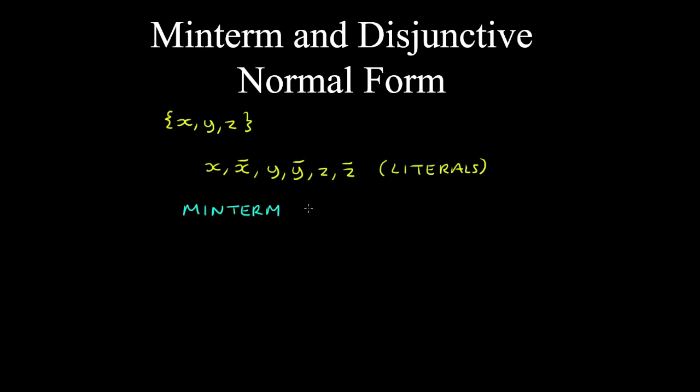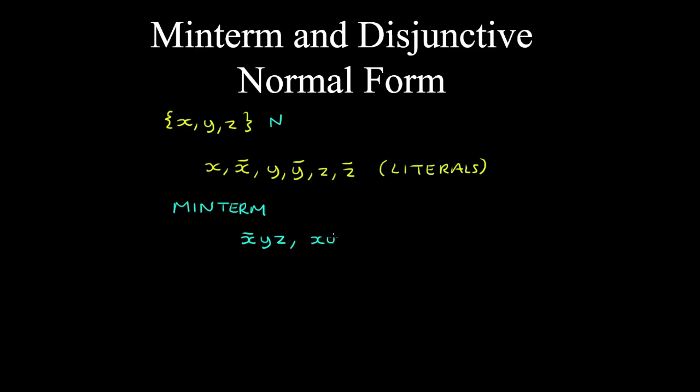Given a set x, y, z, where we call x and its complement, and similarly y and its complement, and z and its complement, literals, a minterm is the product of n distinct literals. So for example, we have n elements in our set here. So an example is the complement of x and y and z being a minterm.